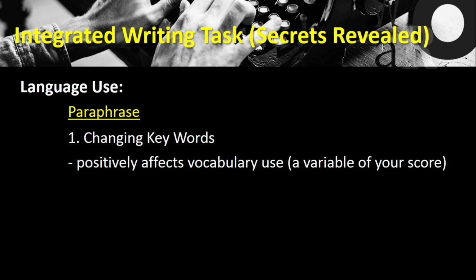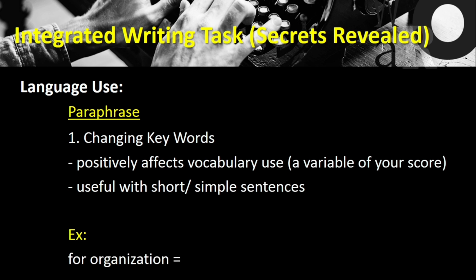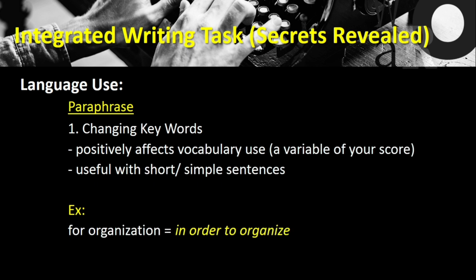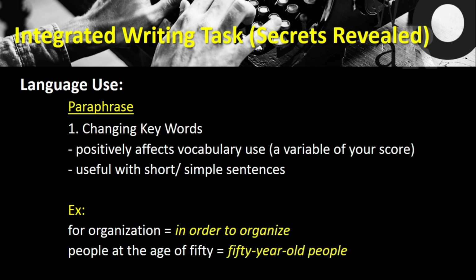This is your chance to show how wide your working vocabulary is. Now, aside from it having a positive effect on the vocabulary aspect of your score, it is very useful in situations where you have to paraphrase short or simple sentences. And so, when using this style, try to use related words or phrases, including synonyms or even antonyms. So for example, instead of saying, for organization, write it as, in order to organize. Or instead of, people at the age of 50, say, 50-year-old people.